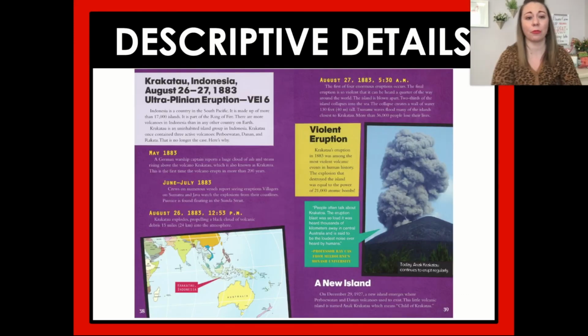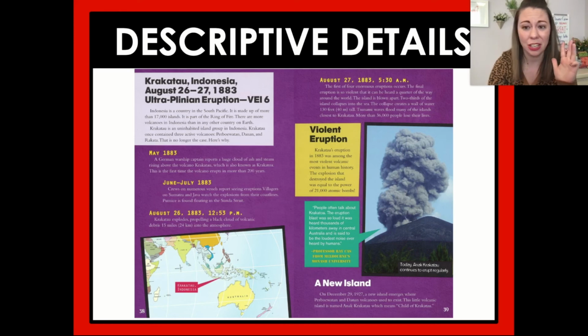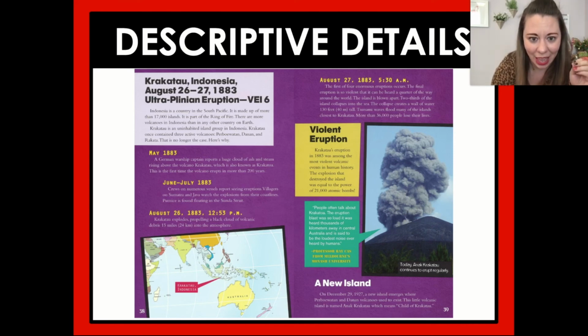So for example, when I'm looking on this page, it tells me that Indonesia is a country. It's telling me where it is, and it's an uninhabited island group. All right, that's okay. Uninhabited means that no one lives there. I'm thinking about all of my senses. What do I see, hear, feel, smell, or taste during these times? So it says a German warship captain reports a huge cloud of ash and steam rising above the volcano. So that's a sight detail. And it's telling you what someone actually saw, a huge cloud of steam and ash.